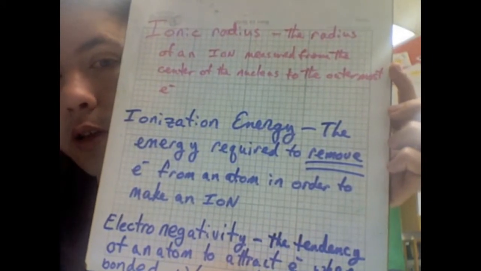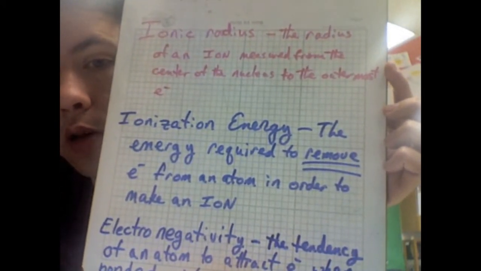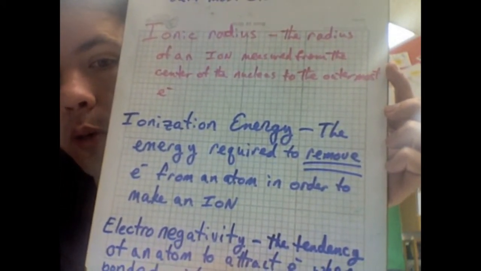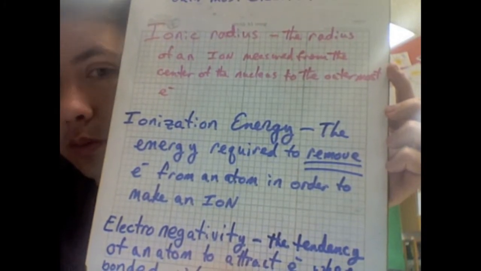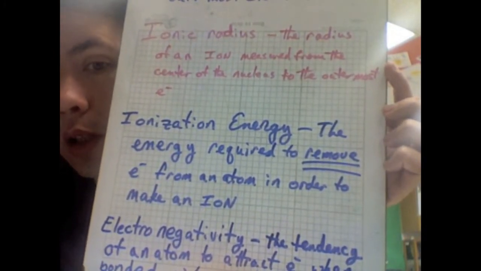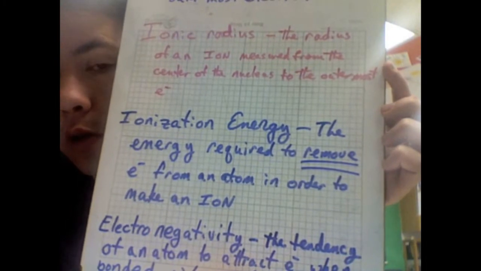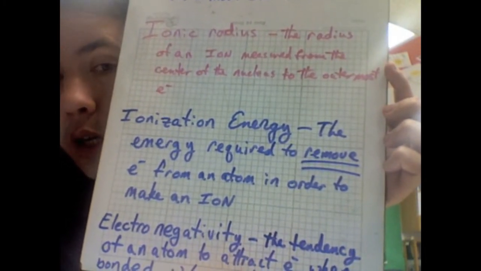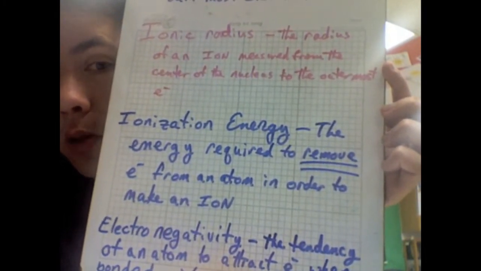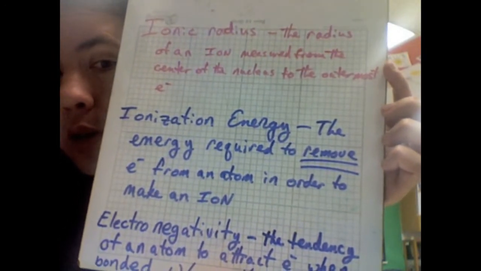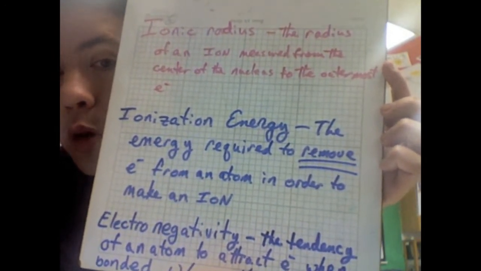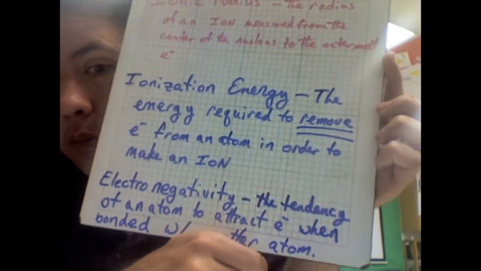Okay, so ionization energy. Ionization energy is the energy required to remove an electron from an atom in order to make an ion. Now I want you to notice, it says remove an electron. We're going to talk about ions that are formed by gaining electrons, but this is only interested in how much energy it takes to remove an electron from an atom.